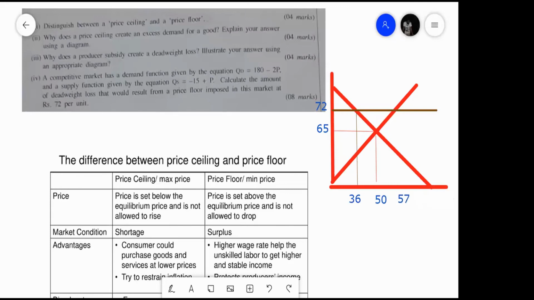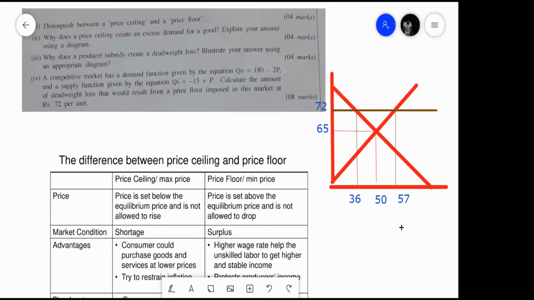Yes. So at the price of 72, when this minimum price has been imposed, consumers are willing to buy only 36 units. The suppliers, on the supply curve, are willing to supply 57. But now, will the suppliers go and supply 57 in the market? Yes or no? What do you think will happen? No, right? They will not supply 57 in the market.